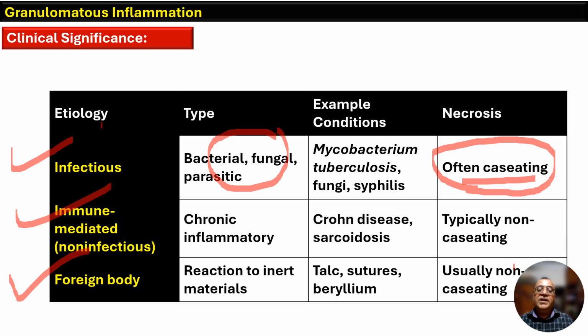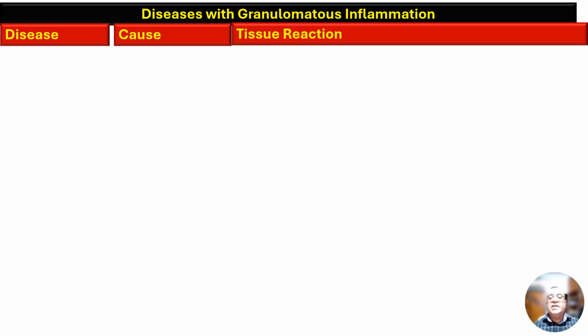Then non-infectious are chronic inflammatory types of granulomas that are seen in Crohn's disease and sarcoidosis. They are typically non-caseating. Foreign body granulomas react to inert material, and they are usually non-caseating. So granulomatous disease can be seen in many conditions.